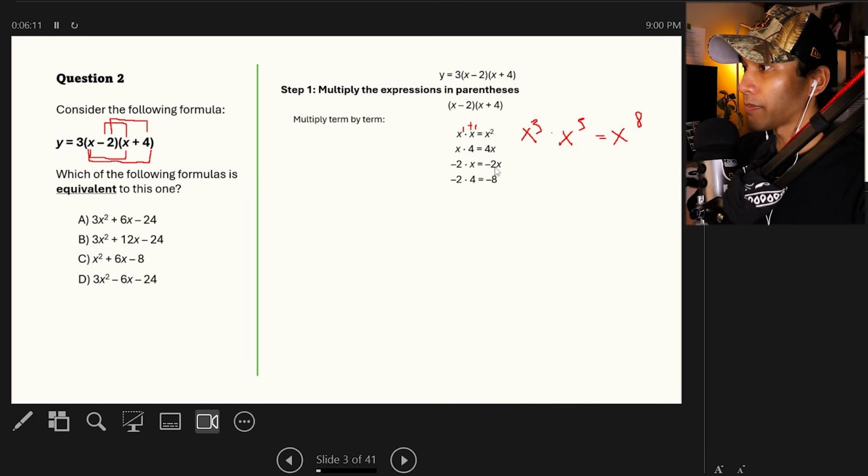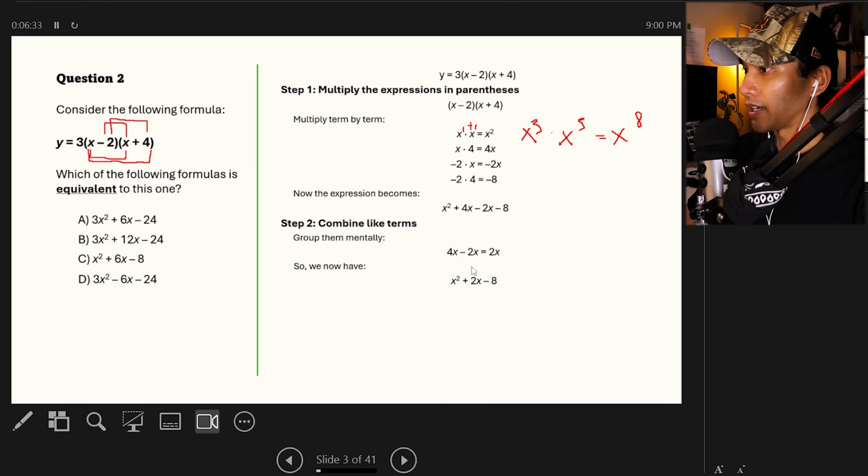So 4x minus 2x equals 2x. Nothing else here could be added or subtracted with each other. So it's good. So the expression is going to be x squared plus 2x minus 8. Yep, and then this is not simplified yet. So now we combine like terms, and now we have this.